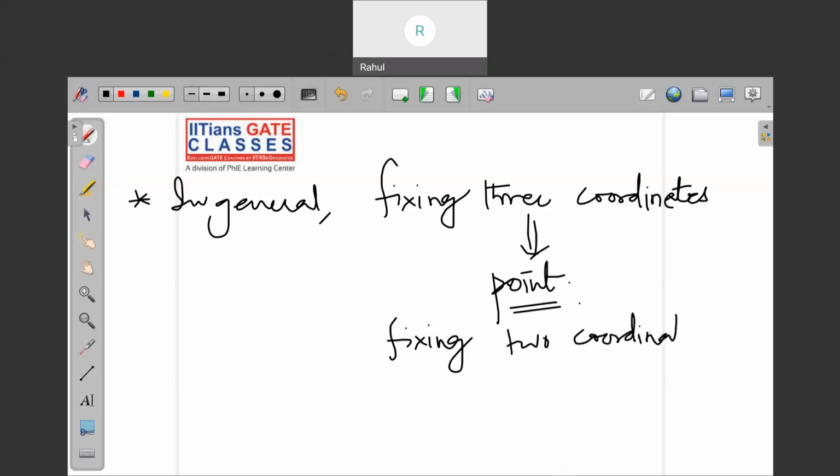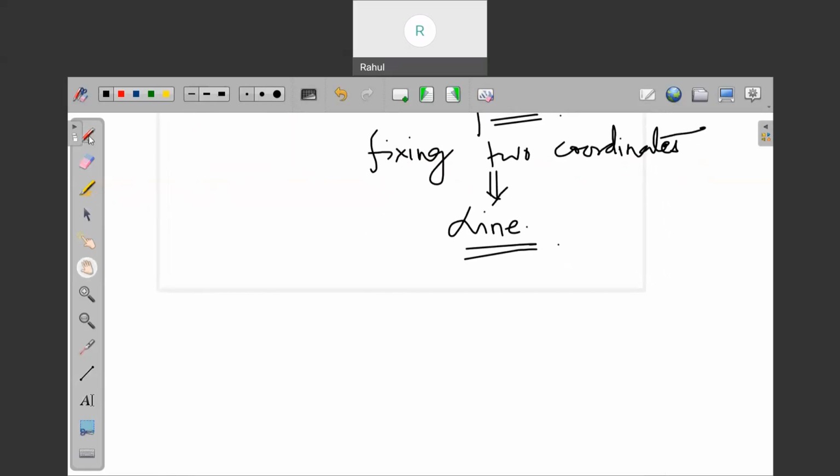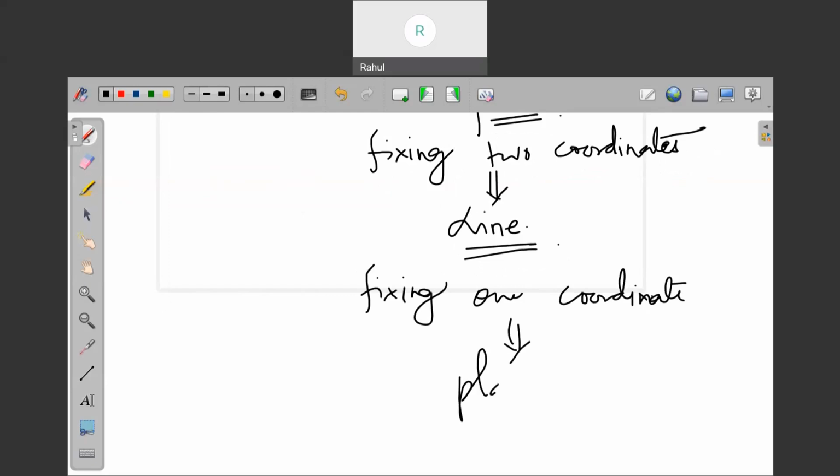what are you going to get? If you are going to fix 2 coordinates, you will get a line. And if you are going to fix 1 coordinate, fixing 1 coordinate, what are you going to get? These are the loci which you will get. You will get a plane. Sometimes a question is asked in an exam from the coordinate system.